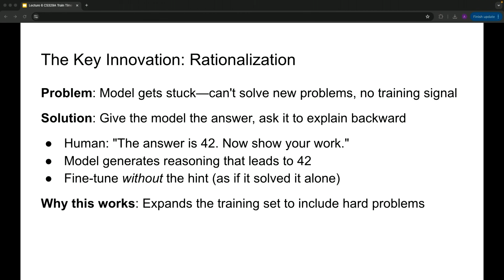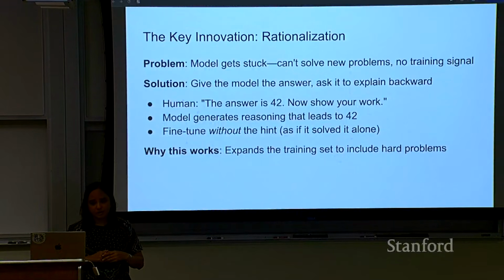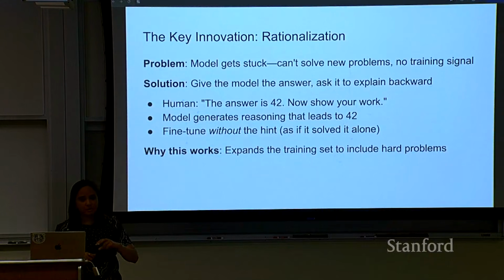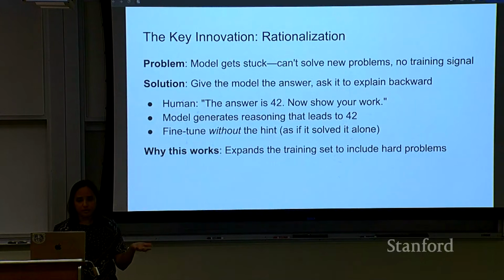Let me cover this slide and then we can come back. So there's basically no signal. What we do is we give the model the answer and ask it to explain backwards. It's almost like I have this question, I asked the model to produce the answer, but the model did not produce the correct answer. So I give the model the answer and then I ask it to produce the rationale. For example, the answer is 42, the human says, and then the model generates the reasoning, and then you can fine-tune the model on, again, the problem, rationale, and the answer, but don't show it the hint, as if it was solved directly.